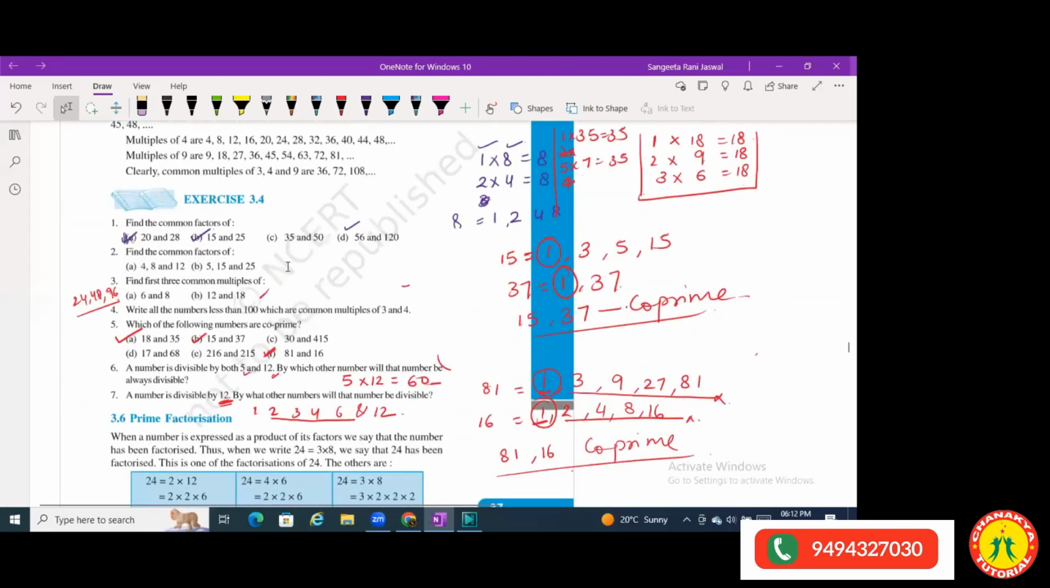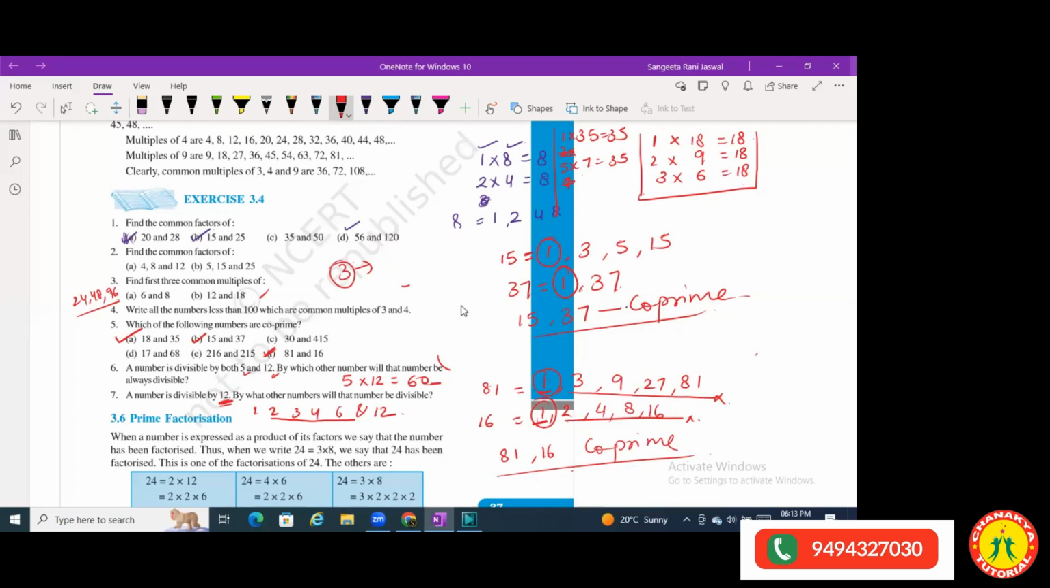Now, this is based on your divisibility. Let's do some questions from here also, and then we'll move to prime factorization. Write first 3 common multiples. So what are multiples? Suppose I tell you to make the first five multiples of 3. Charvik, tell me the first 5 multiples of 3.